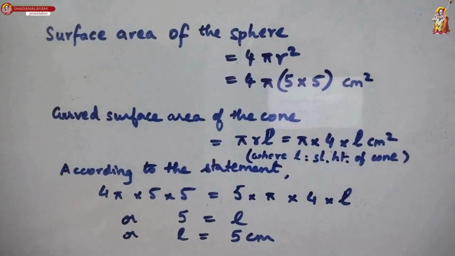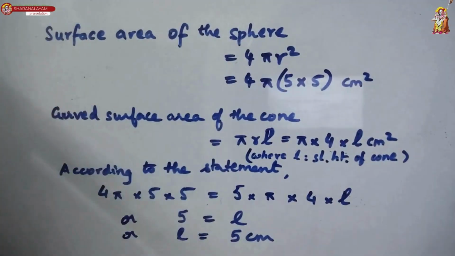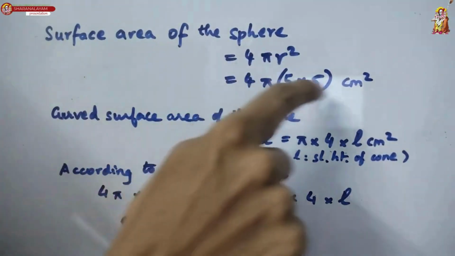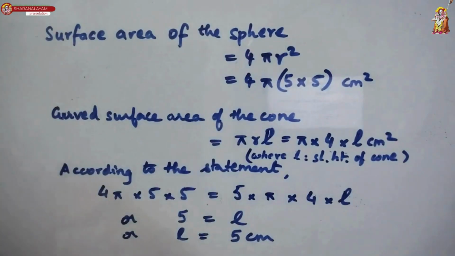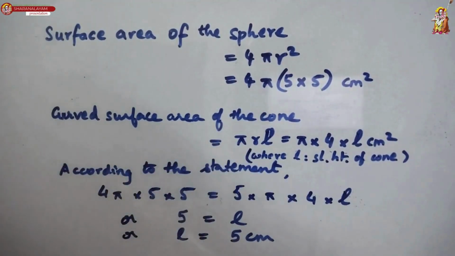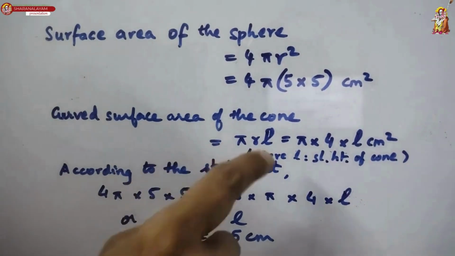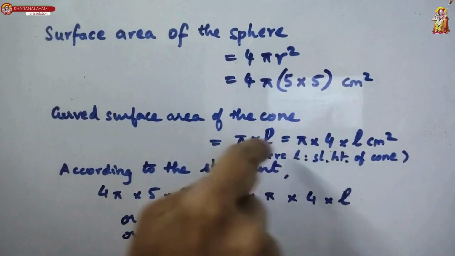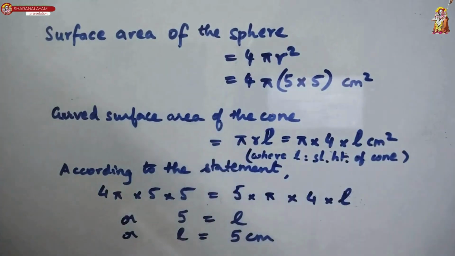Now, we know the surface area of a sphere is 4 pi r square, where r is the radius. So according to the question, this is equal to 4 into pi into 5 into 5 centimeter square. At the same time, the curved surface area of the cone is pi rl, where l is the slant height of the cone. So the curved surface area of the cone will be pi into 4, that's the radius, into l centimeter square.